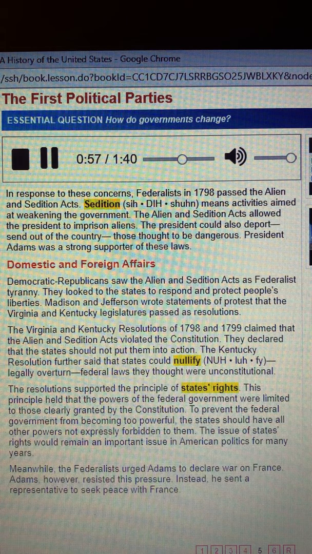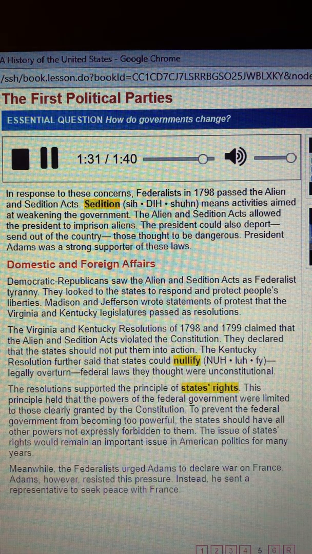The Kentucky resolution further said that states could nullify, legally overturn, federal laws they thought were unconstitutional. The resolutions supported the principle of states' rights. This principle held that the powers of the federal government were limited to those clearly granted by the Constitution. To prevent the federal government from becoming too powerful, the states should have all other powers not expressly forbidden to them. The issue of states' rights would remain an important issue in American politics for many years.